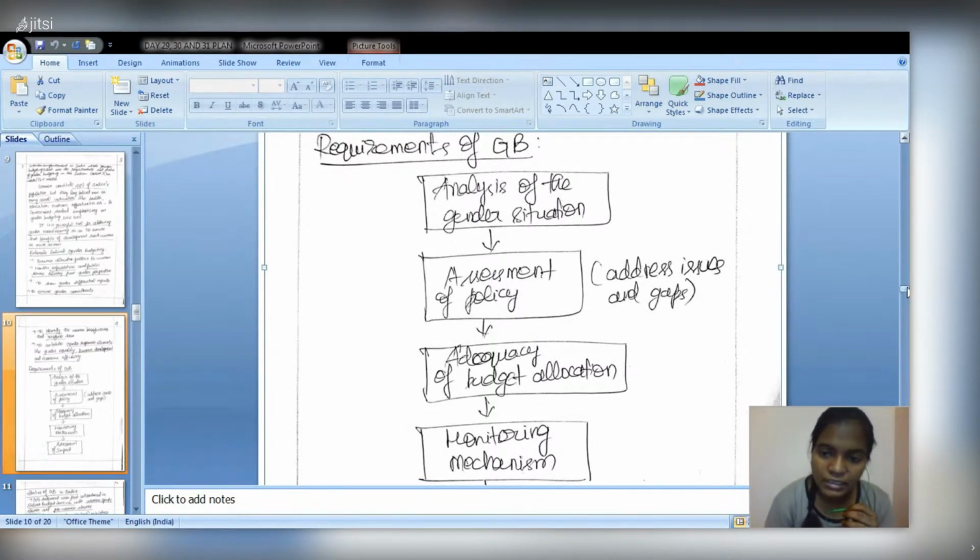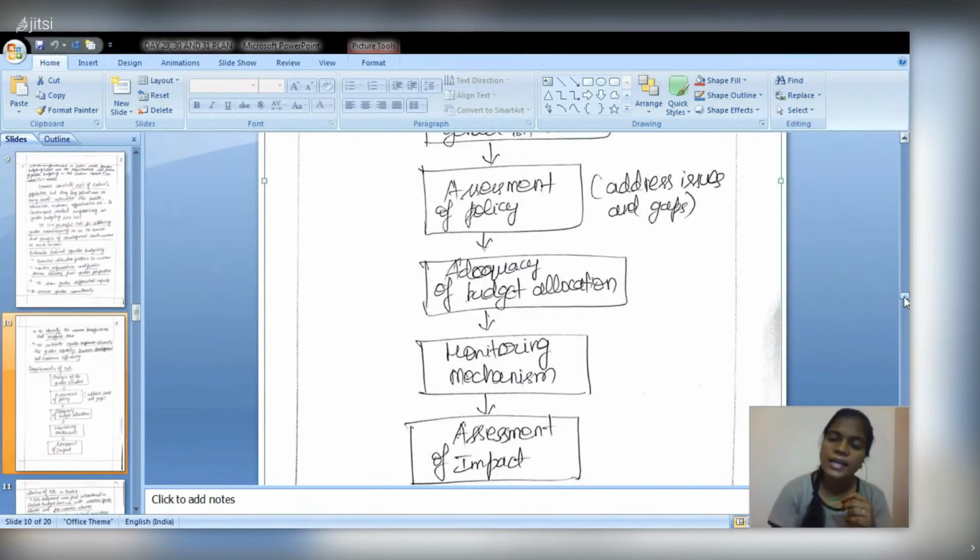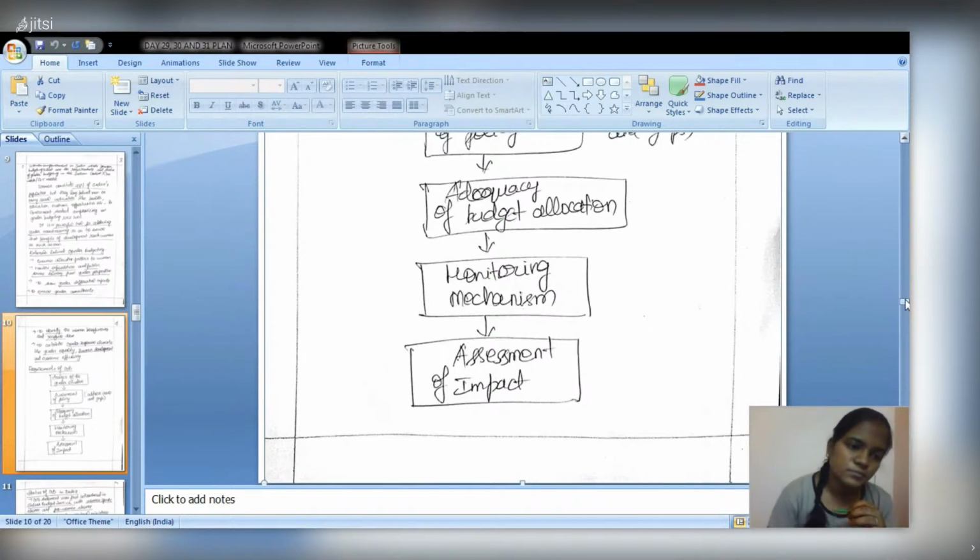Everything can be linked with the economy here while addressing the issues and gaps, because financial independence is the focus for women in our country. Then comes adequacy of the budget allocation: whether the amount allocated for the gender perspective is adequate when compared with the previous year's budget allocation. A monitoring mechanism should be there to identify and recognize the real women beneficiaries, and whether it is implemented transparently and reaches only the real beneficiaries or bogus beneficiaries are getting the benefit. Finally, assessment of the impact, to improve our gender budgeting in the future years. This is the requirement of gender budgeting.